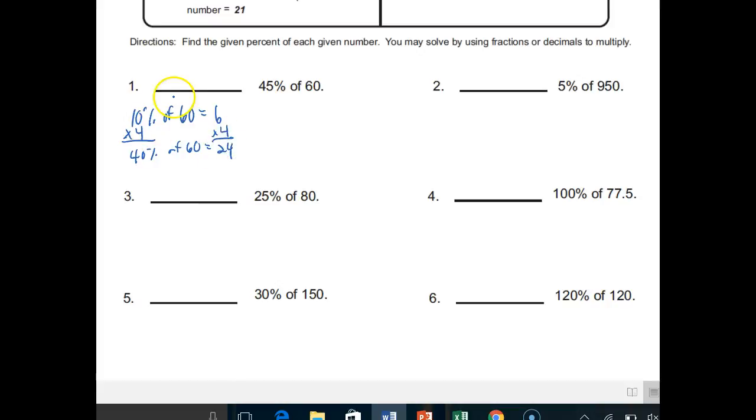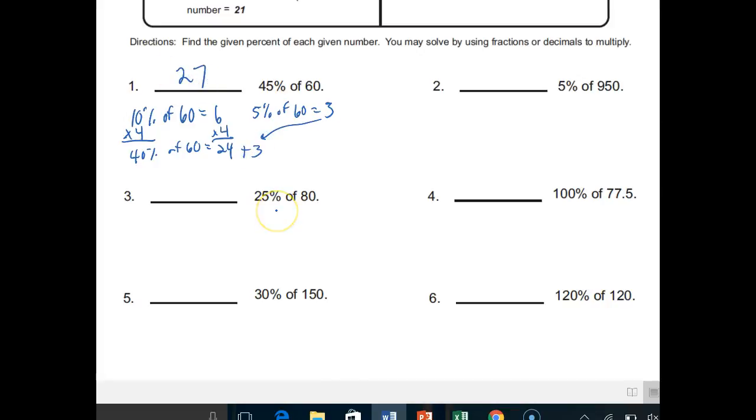And then I have to say, okay, if 10% of 60 is 6, that means 5% of 60 has to be half of what 10% was. So 10% is 6, so 5% is half of 10, so half of 6 is 3. So what is 45% of 60? Well, it's just 24 plus 3, which is 27.